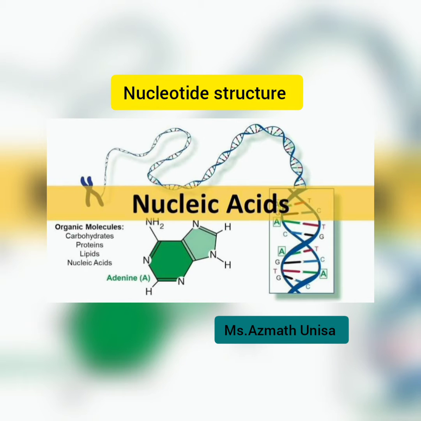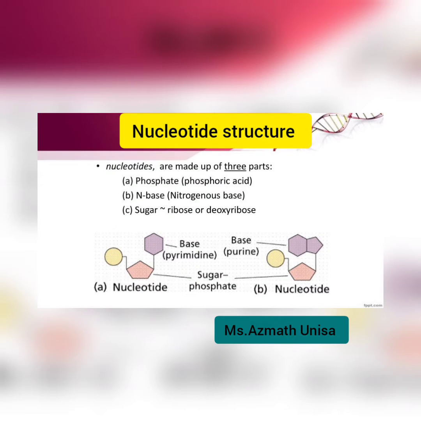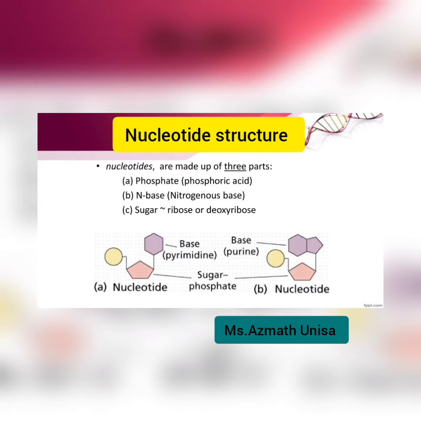Now we are discussing nucleic acid. In that, we are discussing the nucleotide structure. As we know, nucleotides are made up of three parts: a phosphate group or phosphoric acid, a nitrogenous base, and a sugar. It can be the ribose or the deoxyribose.